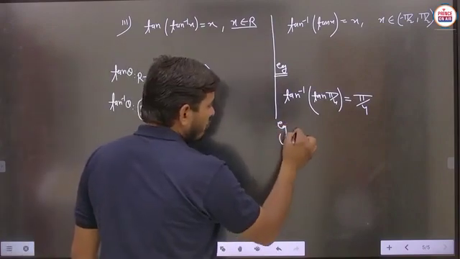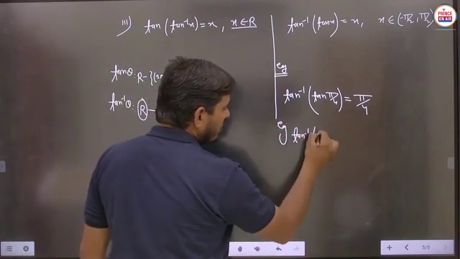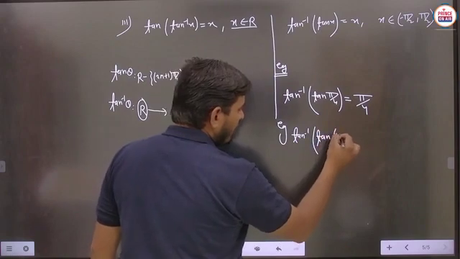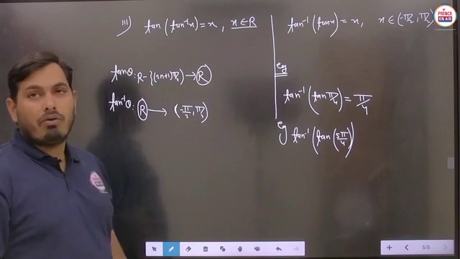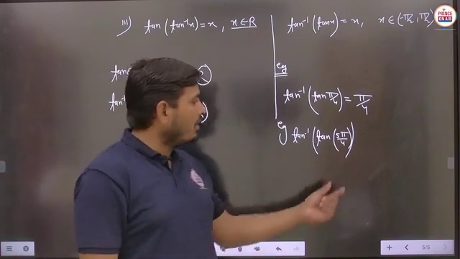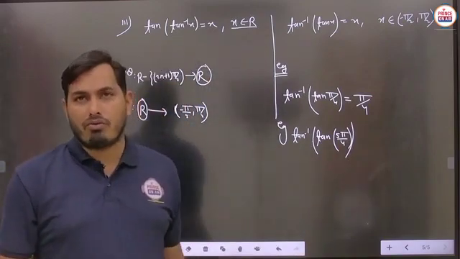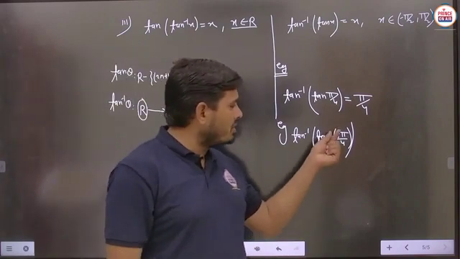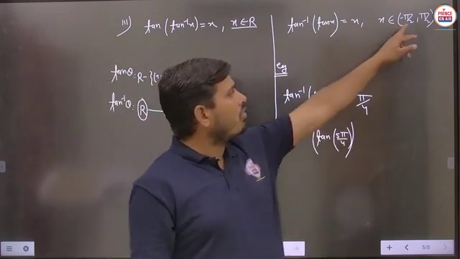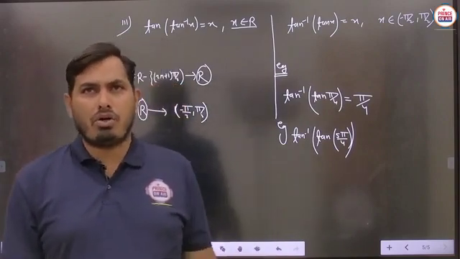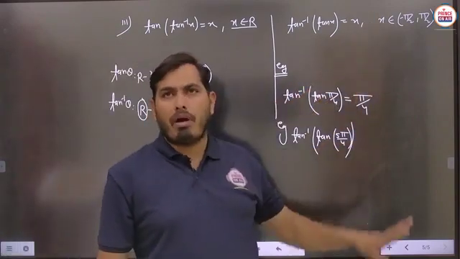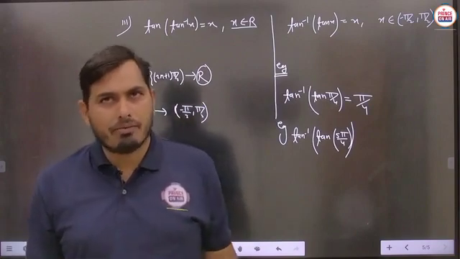But suppose we take an example like this: tan inverse of tan 5π/4. Now what should be the answer? Will the answer be 5π/4 or not? We have to check this. Definitely, students, this 5π/4 does not belong to the given interval minus π/2 to plus π/2. Is it clear?